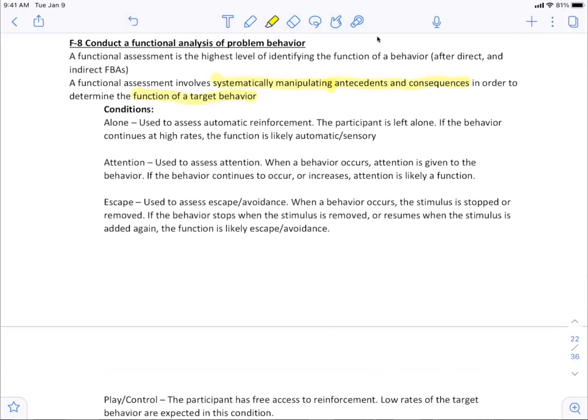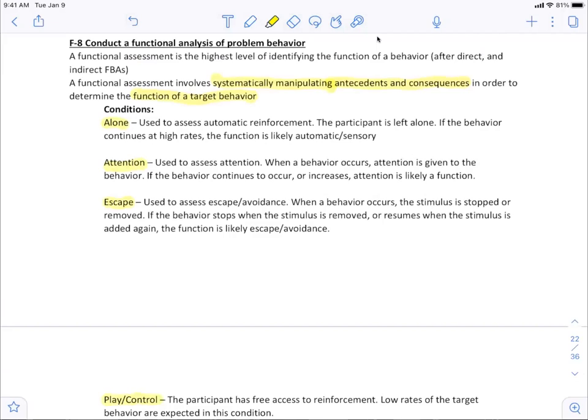So we have an alone condition, an attention condition, an escape condition, and a play control condition. And then you need to determine what condition is being used, why is it used, and how to read a functional analysis chart. And the functional analysis chart is very easy. It's just a line graph that's going to show what conditions the behavior occur under the most. If the behavior occurs in all situations, typically that's going to be an automatic function.